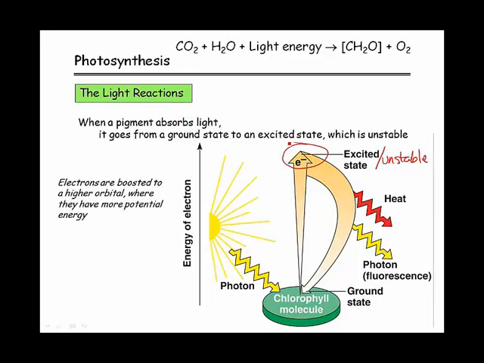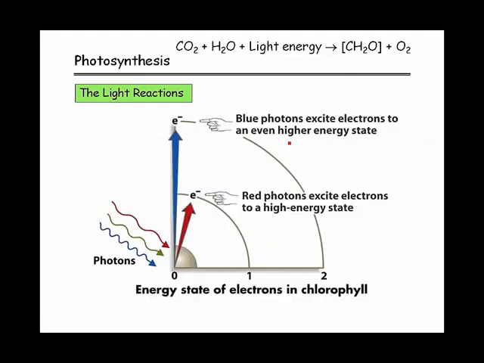Now, all colors of light are not worth the same amount of energy. Keep in mind they have different wavelengths, which means that they do have different amounts of energy. So blue light, for example, has a shorter wavelength, and it would have more energy packed inside of it, and that means that it would boost an electron to a higher state. Red, on the other hand, has a longer wavelength, and it would not boost electrons quite as high.